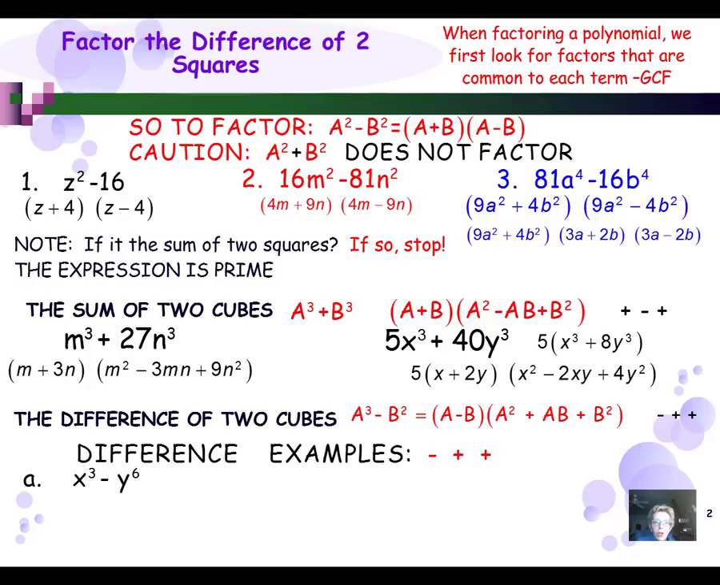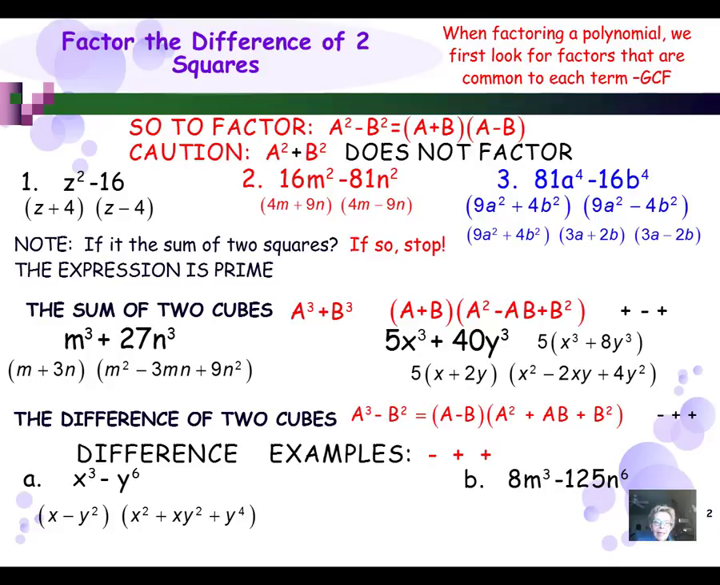If my original perfect cube binomial is separated by a negative sign, my signs are going to be negative, plus, plus. So my factors for x cubed minus y to the sixth is x minus y squared. And the exponent of 6 is a perfect cube. Any multiple of 3 would be a perfect cube exponent. The second set of parentheses is x squared plus xy squared plus y to the fourth.